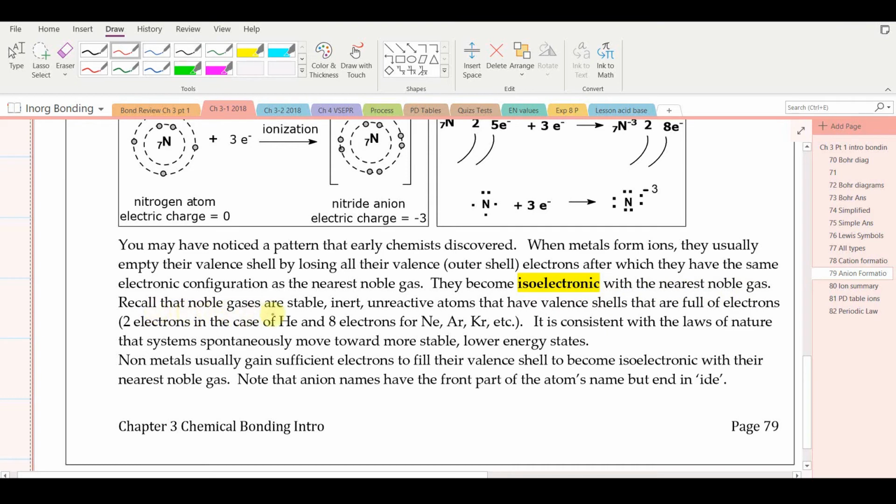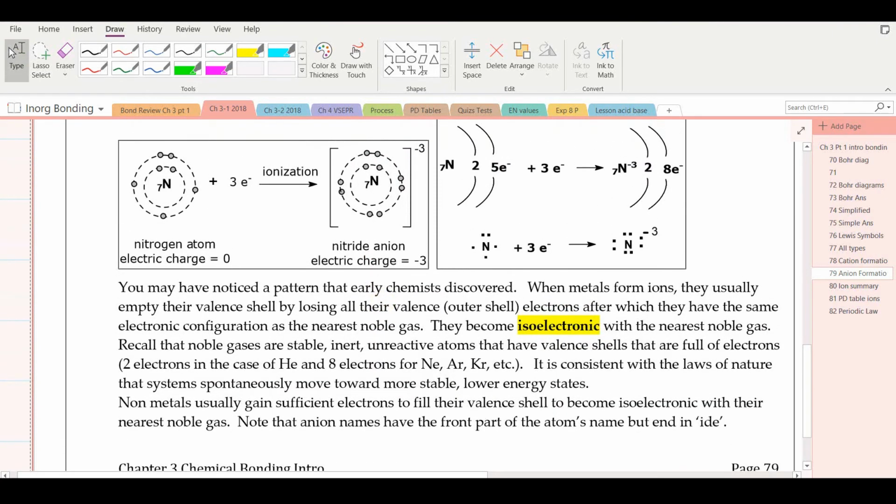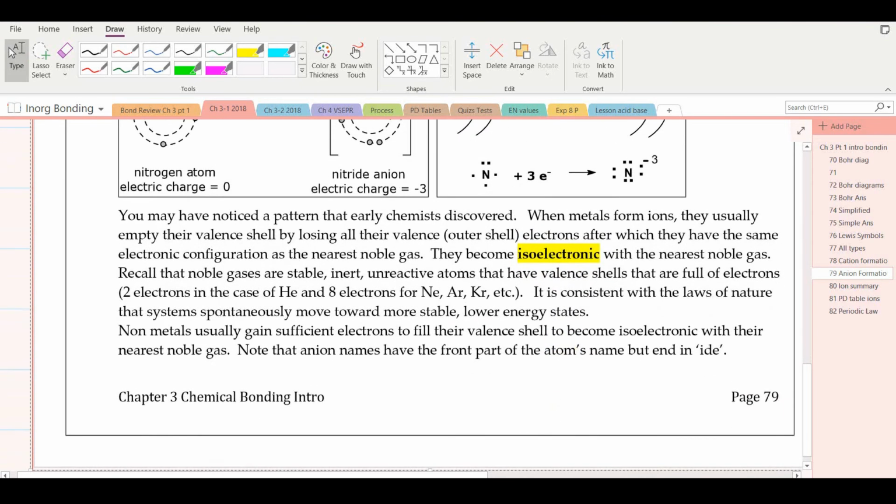Recall that noble gases are stable, inert, unreactive atoms. They have valence shells that are full of electrons, 2 in the case of helium, and 8 for the other noble gases, neon, argon, krypton, xenon, etc. And it is consistent with the laws of nature that systems will spontaneously move towards more stable, lower energy states. So what we're saying is there is a tendency for these elements that are close to the noble gas to either gain electrons to fill their valence shell if they're nonmetals, or lose electrons to empty their valence shell if they are metals. And that's what we observe.